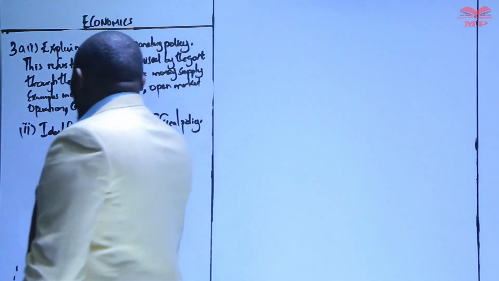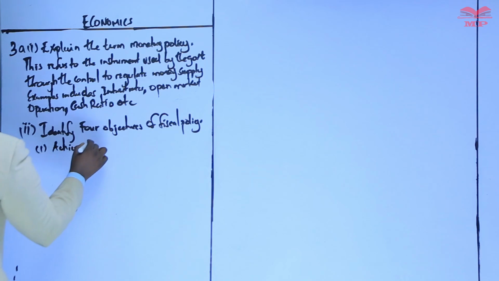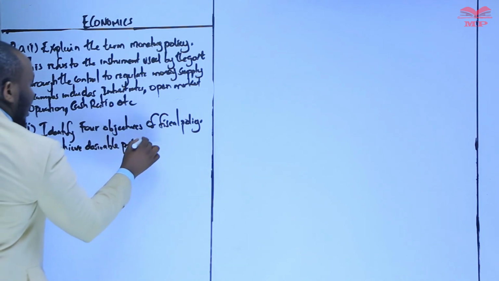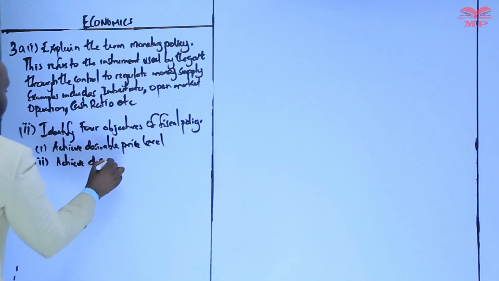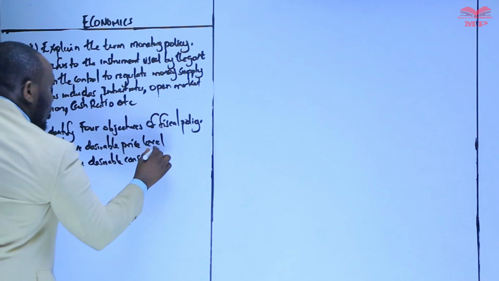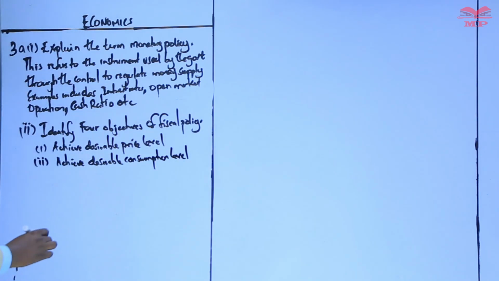Number 1, we say achieve desirable price level. Number 2, we call it achieve desirable consumption level. Achieve desirable consumption level.